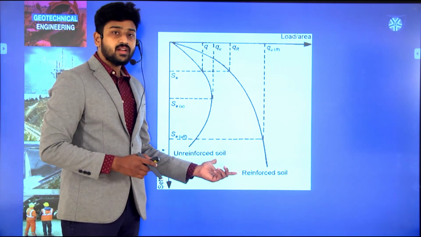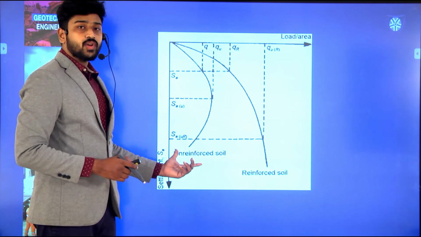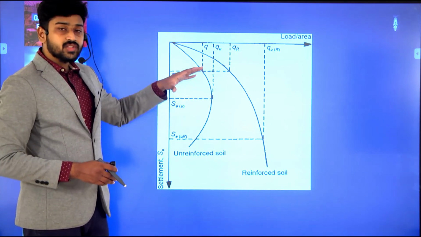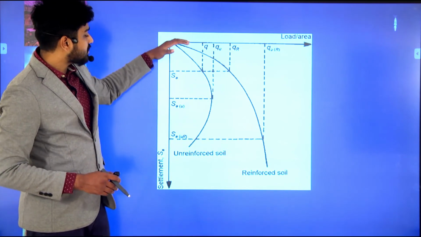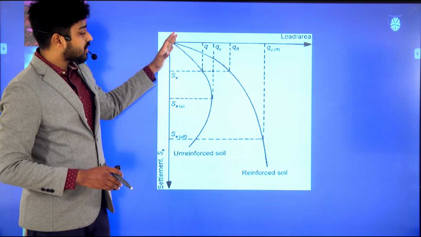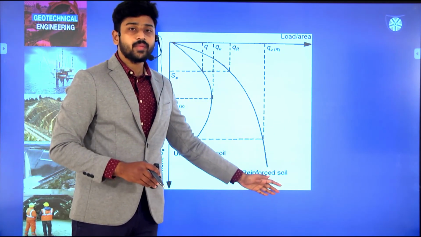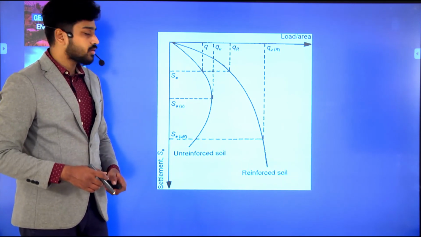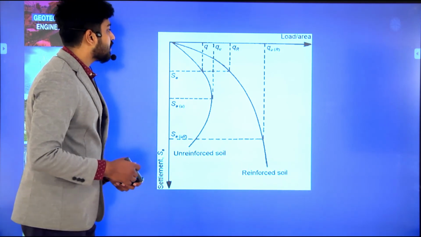Now, a similar plot may be observed for two different samples. Let us say there is a reinforced sample of soil and an unreinforced sample of soil. Unreinforced means there is no pile immersed. In such a case, the settlement curve may be in this manner. Because of certain reinforcement, the settlement may be observed in this manner due to some external load application. This is just for your understanding.